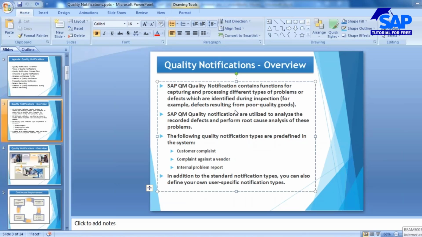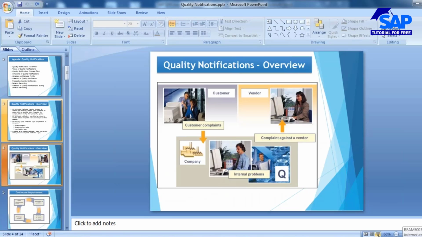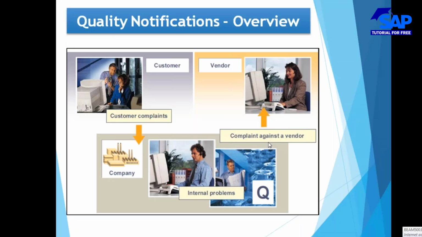Okay, so this is how the notifications work in the SAP system. So basically these are the types of notifications we have in the system. Okay, one is customer complaint. Okay, your customer complained that your product is not good. Okay, so with that you will be creating a notification.